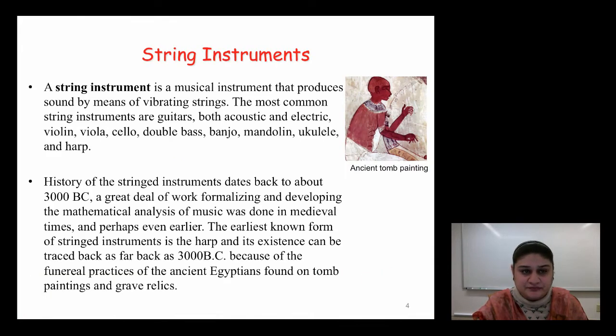Stringed instruments. A string instrument is a musical instrument that produces sound by means of vibrating strings. The most common string instruments are guitar, both acoustic and electric, violin, viola, cello, double bass, banjo, mandolin, ukulele, and harp. The history of the stringed instrument dates back to about 3000 BC, and a great deal of work formalizing and developing mathematical analysis of music was done in medieval times and perhaps even earlier. The earliest known form of string instrument is the harp, and its existence can be traced back to 3000 BC because of the funeral practices of the ancient Egyptians found on tomb paintings and grave relics.